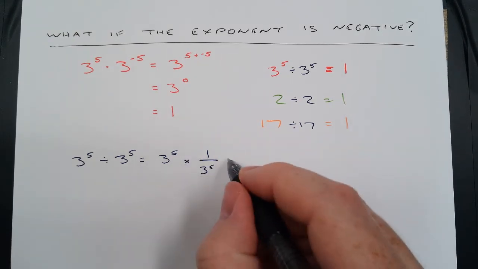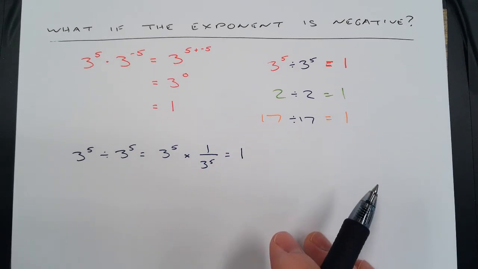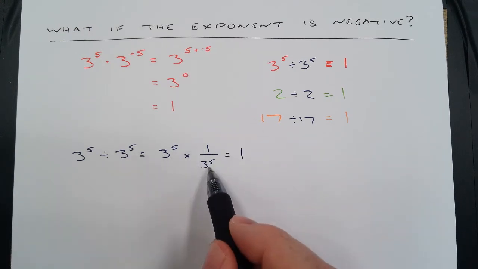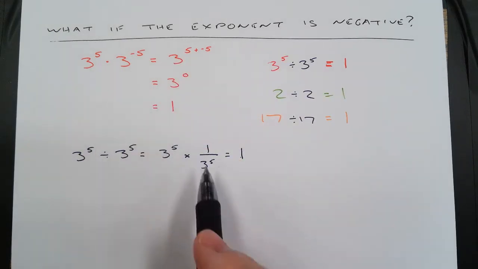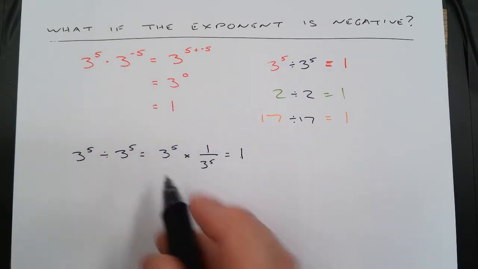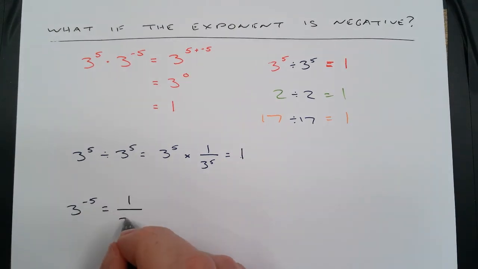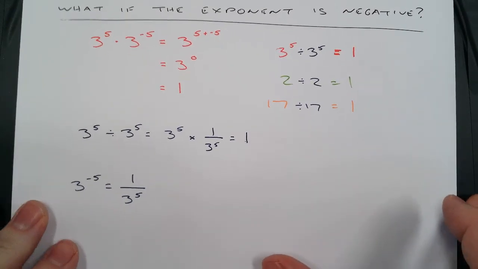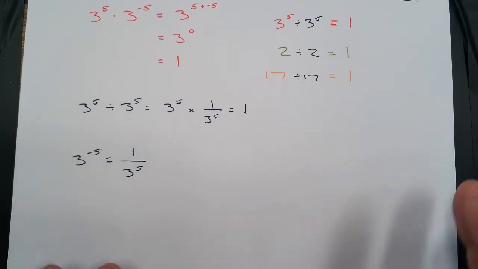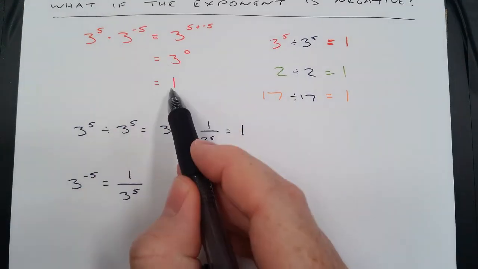So these are reciprocals. This equals 1. Which means if this equals 1, and this equals 1, and this equals 1, that means 3 to the negative fifth equals 1 over 3 to the fifth. That is what happens when you have a negative exponent. So both ways, we know following this rule, we get 1.